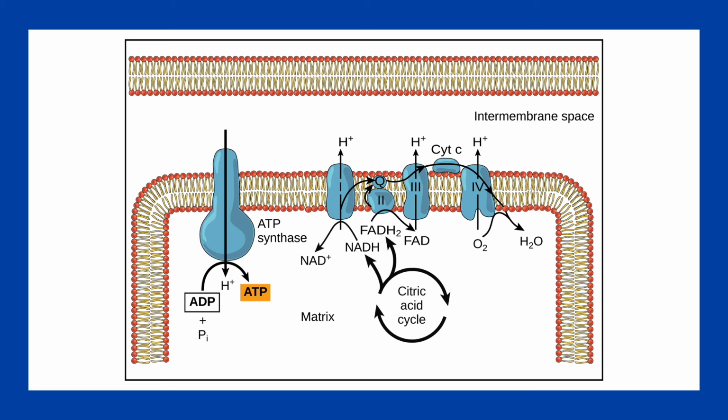This energy is used by the electron carriers to pump the hydrogen ions, also generated from the oxidation of NAD and FAD, across the inner membrane into the intermembrane space. This creates a concentration gradient of hydrogen ions, where the concentration is higher in the intermembrane space than in the mitochondrial matrix.